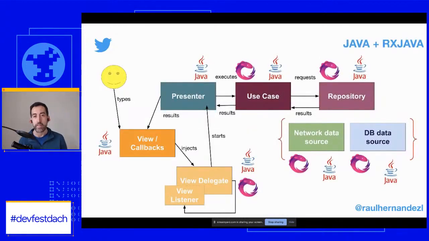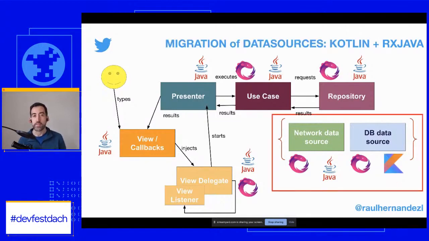For instance, on the clean architecture side, starting from the use case onward, everything was with RxJava. And then I also have my view delegate, that is my hot stream when the user is typing, all starting from there as well. Cool. So let's start this migration.